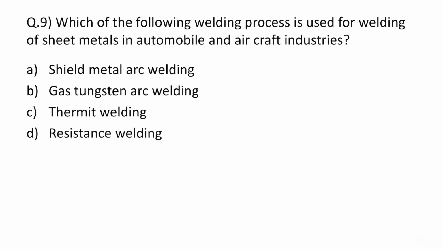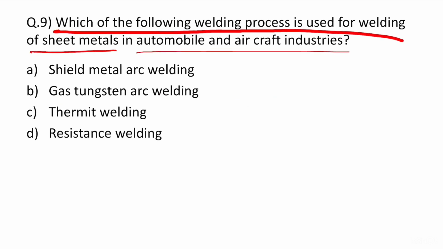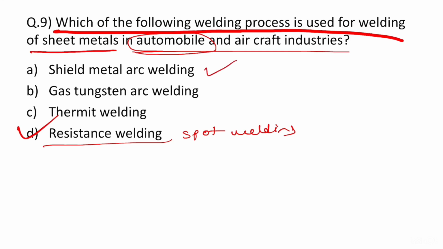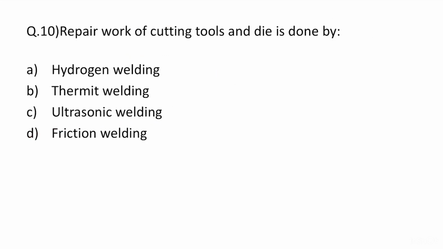Okay, in the ninth question, which of the following welding process is used for welding of sheet metal in automobile and aircraft industry? So I have already told you, in automobile, if you just know the automobile, so resistance welding, in that it is spot welding is used. Okay, so the answer is resistance welding. In automobile and aircraft industries, in both common, maybe shield metal arc welding is used, maybe this and this is used, but resistance welding is used for welding the body. So yeah, the answer is D.